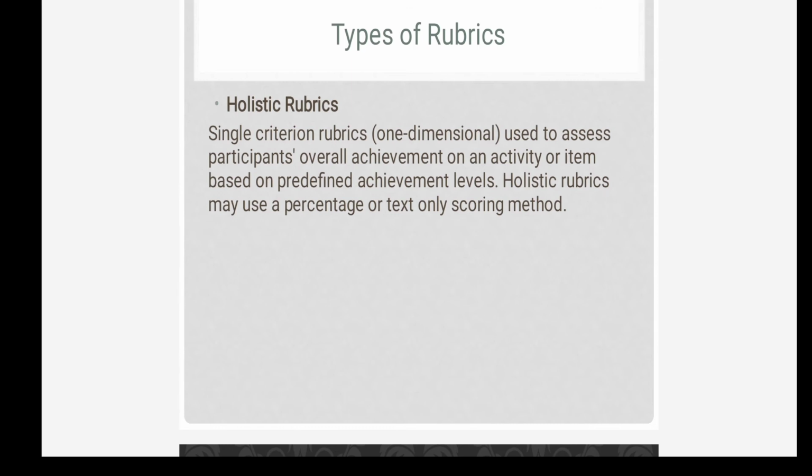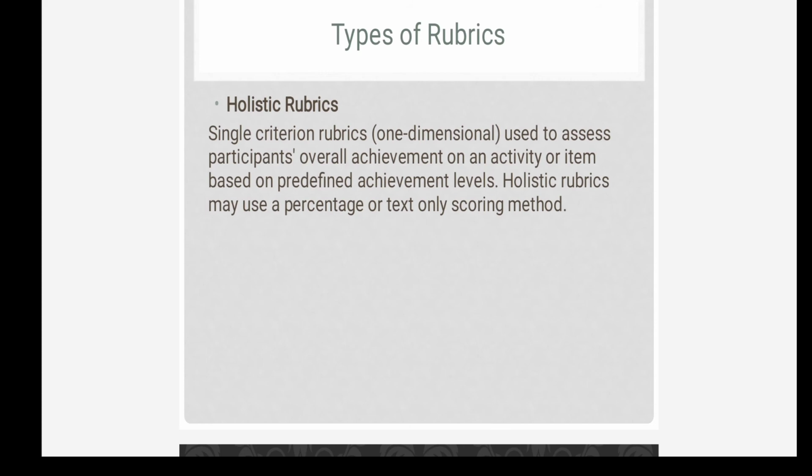The first is holistic rubrics. It means single criterion rubrics are one-dimensional, used to assess participants' overall achievement on an activity or item based on predefined achievement levels. Holistic rubrics may use a percentage or text-only scoring method.